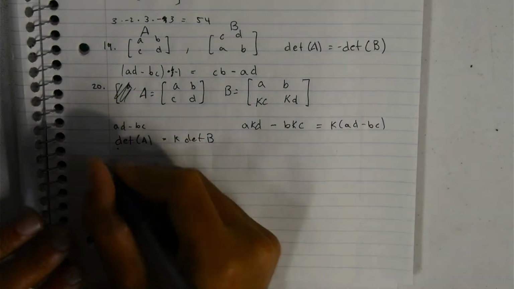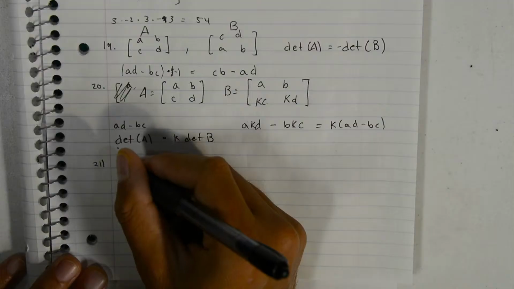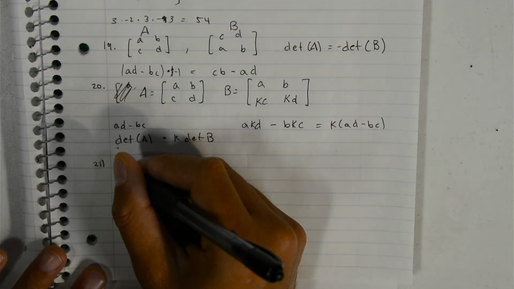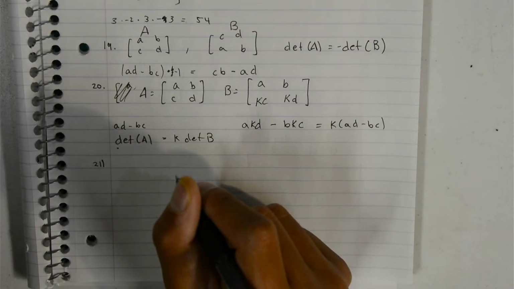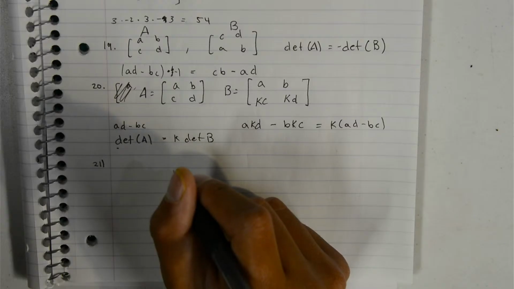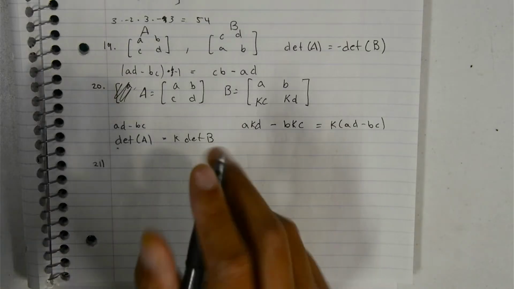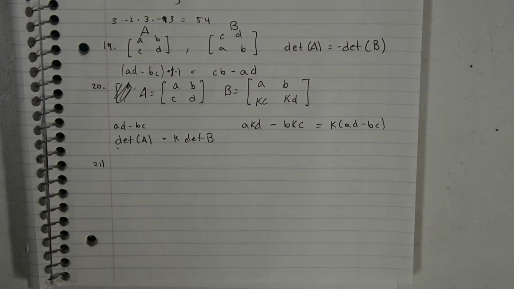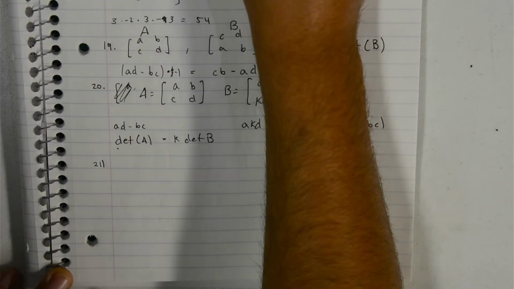All right, 21. Do we want to do 21? Let's see, what else do we have? We have so many problems to do. I think we could skip 21. Okay, then 25 through 28.